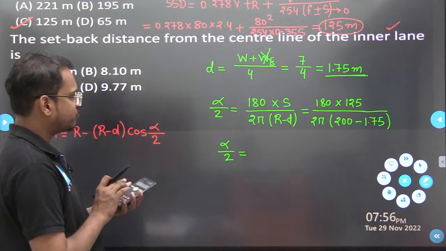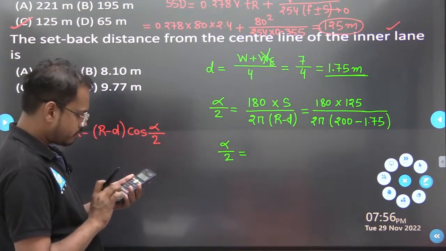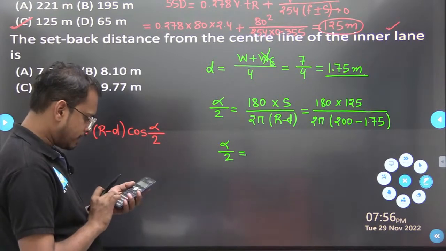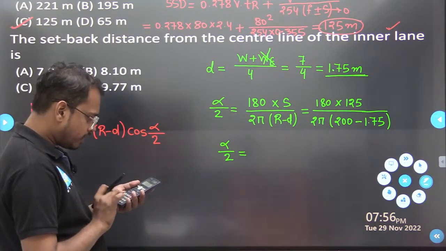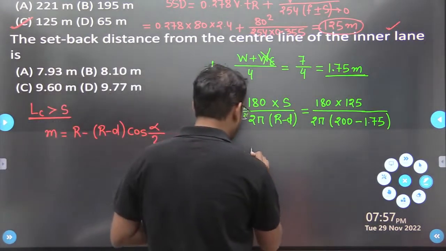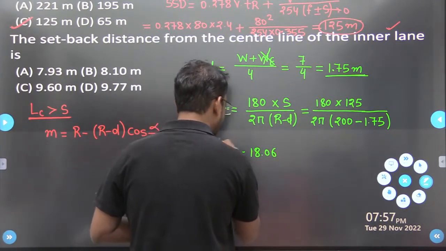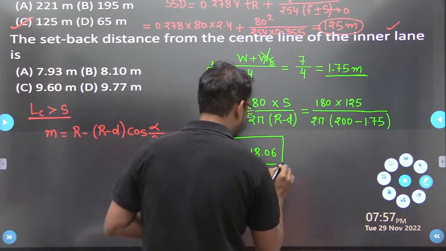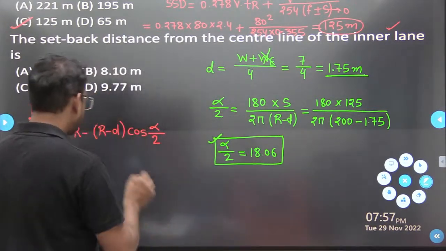Anybody else? So 180 multiplied by 125, dividing by 2, multiplied by pi, dividing by 200 minus 1.75. So the value becomes equal to 18.06, I think. If I am correct, 18.06 is the value of alpha by 2. It is the value 18.06. Okay.